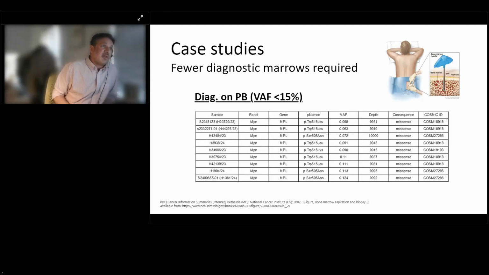And I think this is probably the story that I'm most keen to tell. Previously, with the 15% limit of detection for Sanger sequencing, those patients would have had to have a bone marrow biopsy to get their diagnosis. But with the improved limit of detection with the NGS assay, we're now able to detect this down to 5%. And from the last 6 months, we've got 10 or 11 patients in whom we've found a diagnostic variant, and we've been able to give the diagnosis without the need for them to have a bone marrow biopsy.